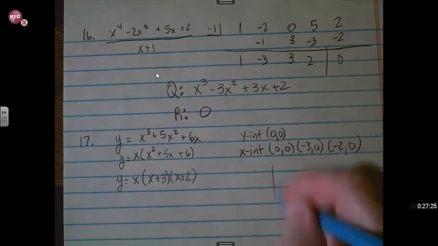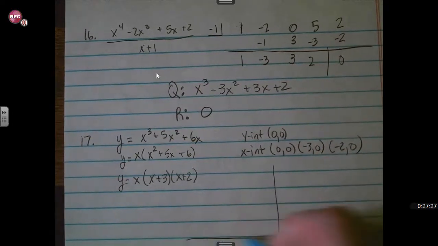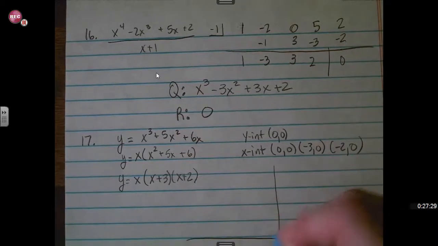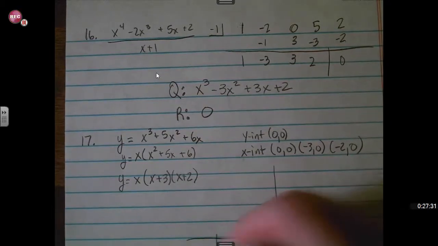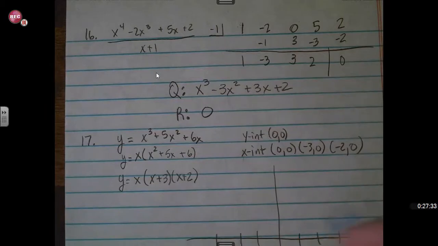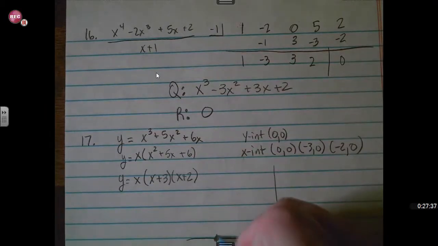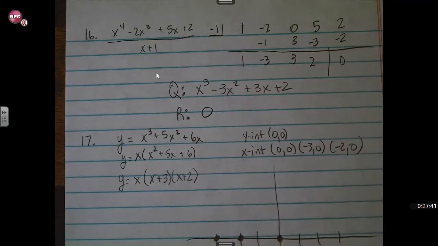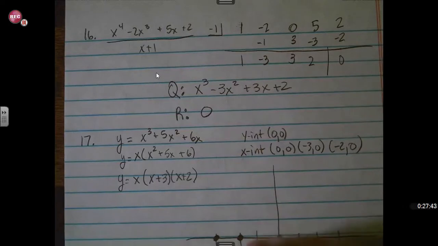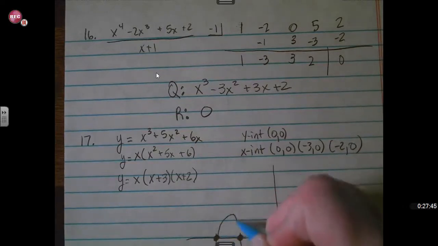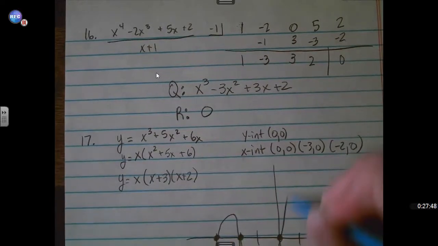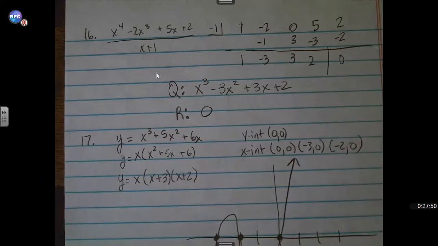So we draw our coordinate system, and 1, 2, 3, 1, 2, 3, 0, -3, -2. And it's positive out front, and it's a cubic, so I start down here, up through, up, down, up. There it is.